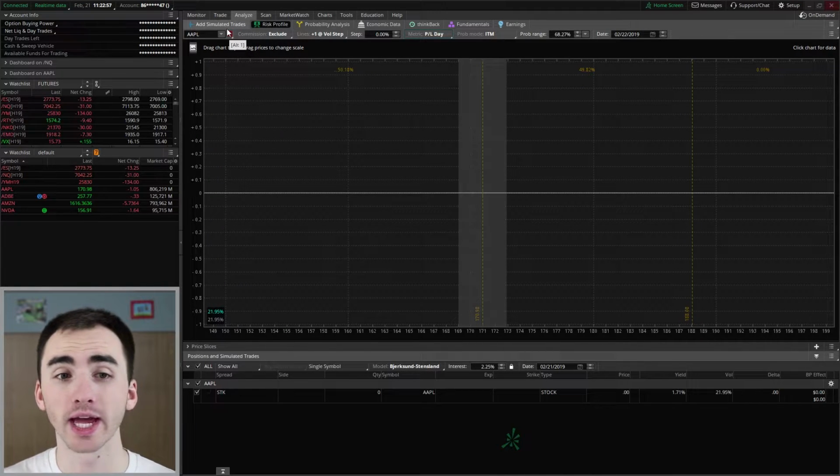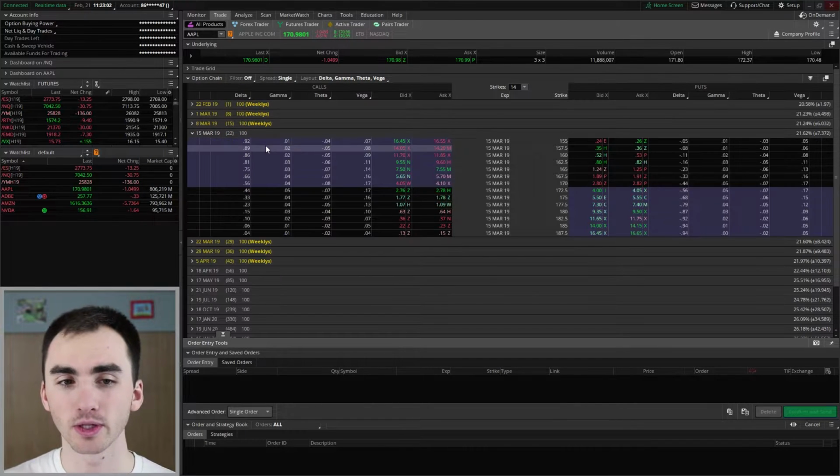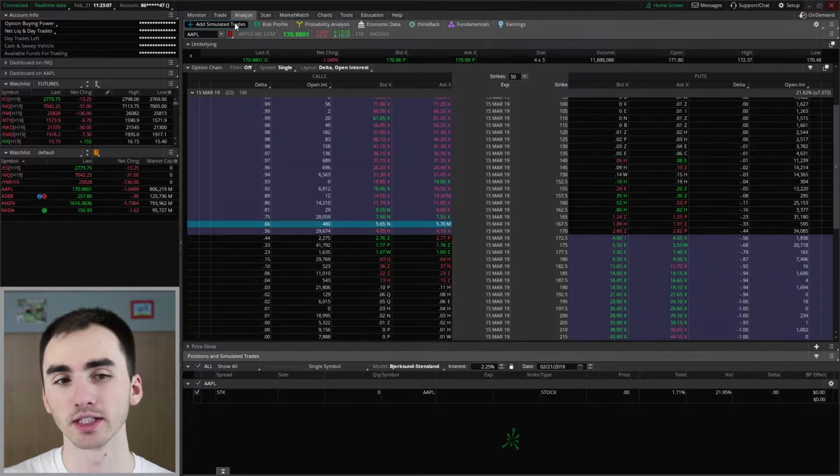Now, if you have no trades on right now and you want to just analyze something, all you have to do is go to Add Simulated Trades. You can't do this from the Trade tab. You can't add a trade from here. You need to go to Analyze and then Add Simulated Trades.